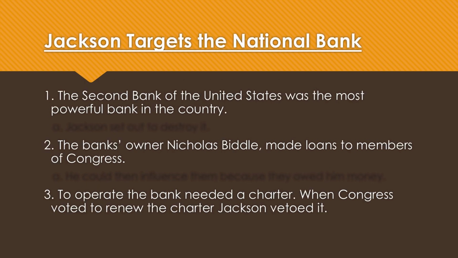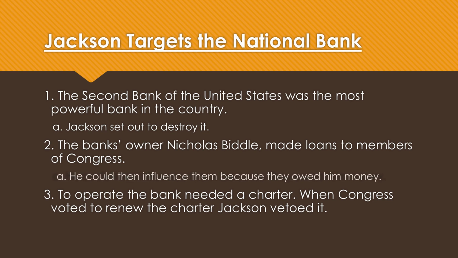There are other things that Jackson has issues with during his presidency. One of them is going to be the Second Bank of the United States. It is the most powerful bank in the country. Jackson sets out to destroy it. The bank's owner was Nicholas Biddle. He made loans to members of Congress in hopes that he would influence them when they would owe him money.